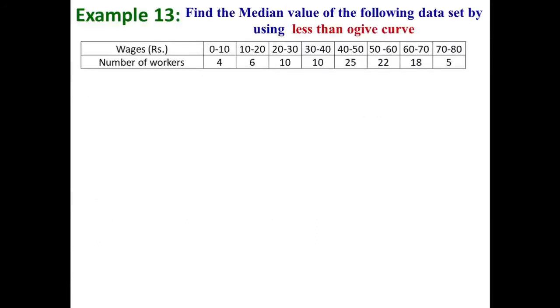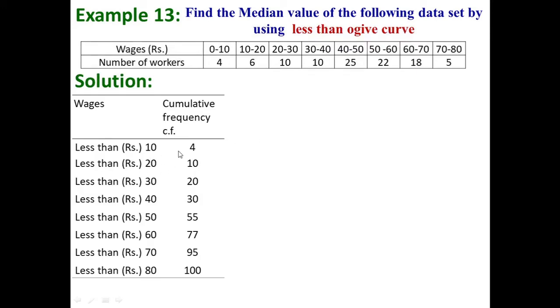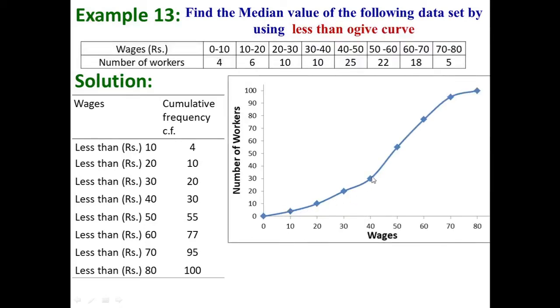Let's understand with this example where we have to find the median value of the following data set by using less than ogive curve. First, we will make the less than ogive cumulative frequency: less than 10 is 4, less than 20 will be 6 plus 4, that is 10, less than 30 is 10 plus 10, which will become 20, and so on up to 100. With the help of this table, we can draw an ogive curve graph.